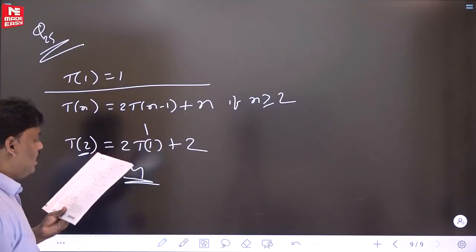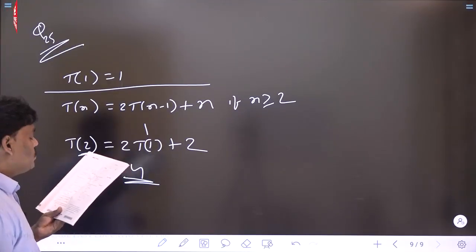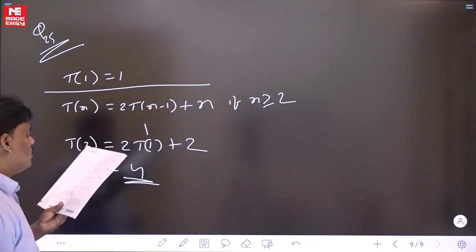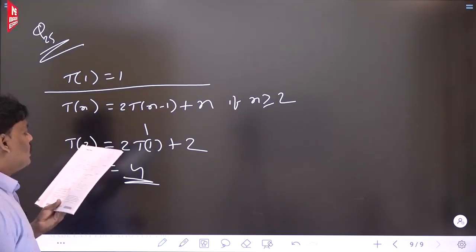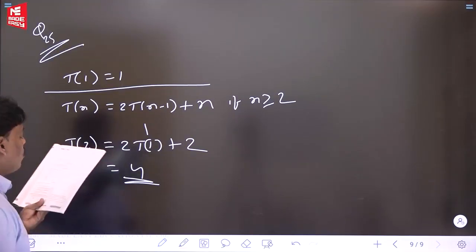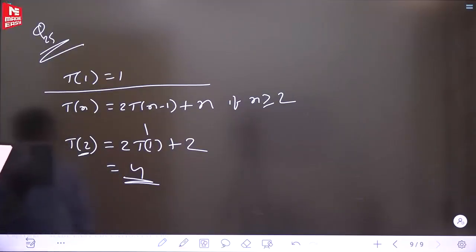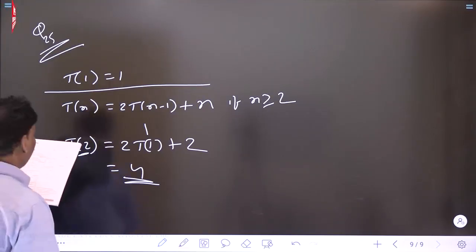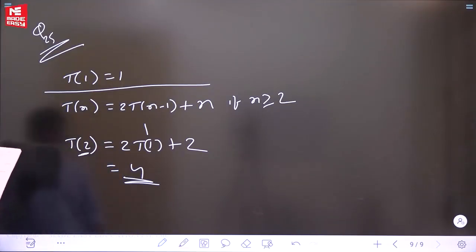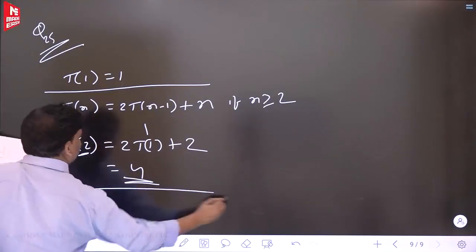If you see option A, 2 cube is 8, minus 2 is 6, minus 2. What is the answer? I think 4. Option A is giving 4. What about option B? 2 square is 4, 4 minus 2, 2 only. No. Option C, 8 minus 4 minus 2 will become 2. No. Option D, 2 square 4 plus 2, 6. I think only option A is matching. That is the answer for this.